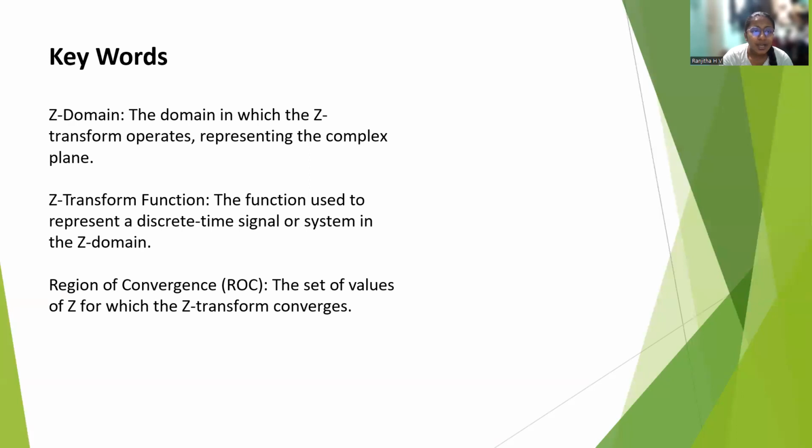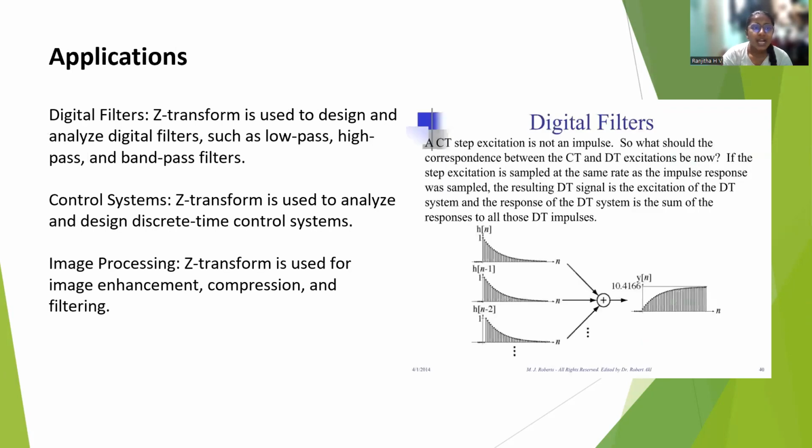Keywords: Z domain, the domain in which the Z transform operates, representing the complex plane. Z transform function, the function used to represent a discrete time signal or system in the Z domain. The region of convergence, the set of values of z for which the Z transform converges.